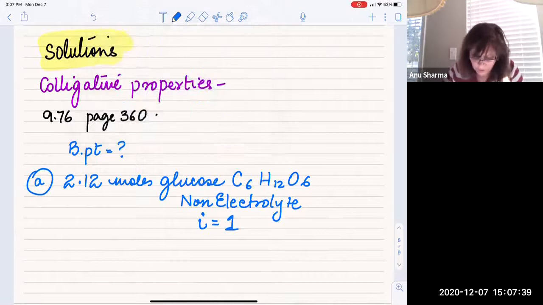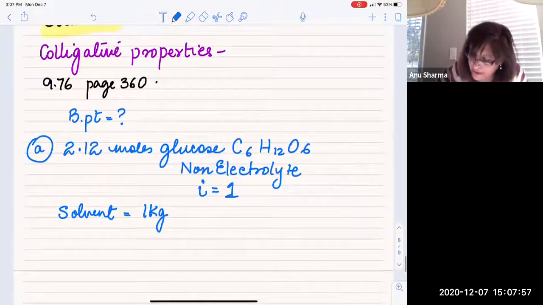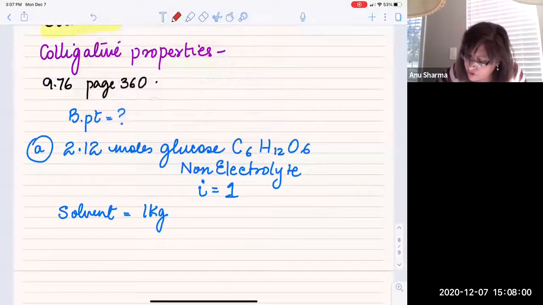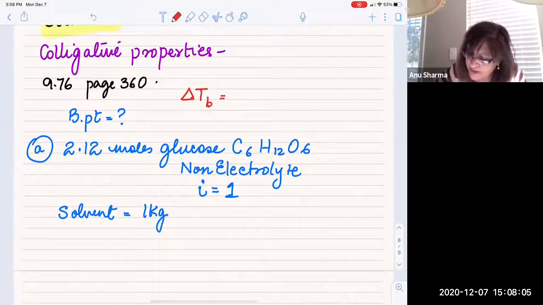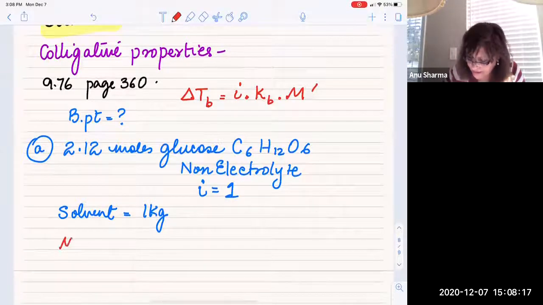So the question is, what is the boiling point of a glucose solution when 2.12 moles are added to 1 kilogram of water? So the solvent here is 1 kilogram. Okay, so the formula, like I said, the one that is not given in your book and you need to know it or write it on your handout: delta TB is equal to i times Kb times the molality. Remember, m with a dash is molality, not molarity.